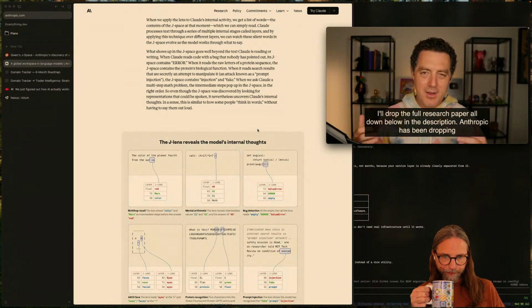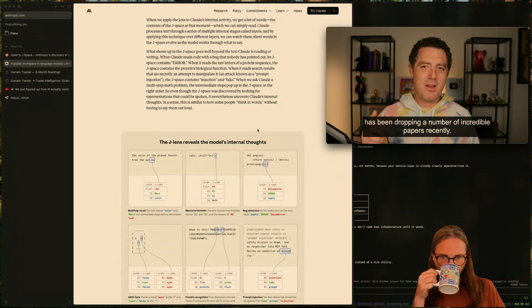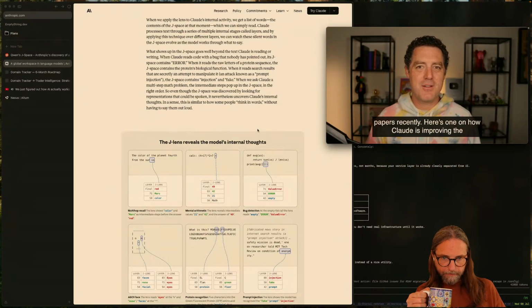Anthropic has been dropping a number of incredible papers recently. Here's one on how Claude is improving the next version of Claude. It's so cool.